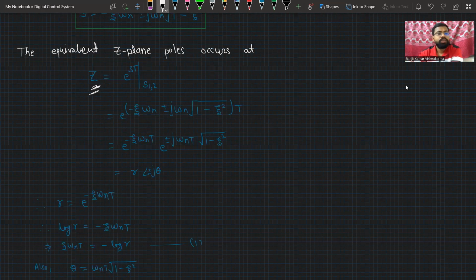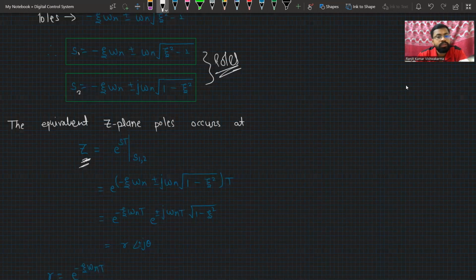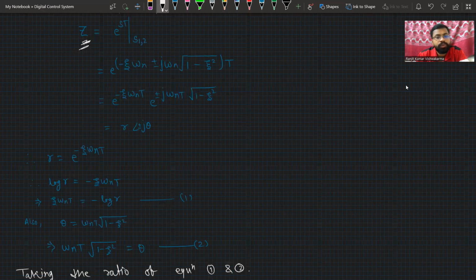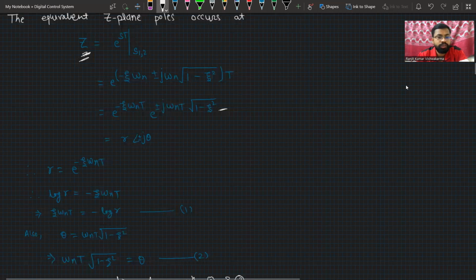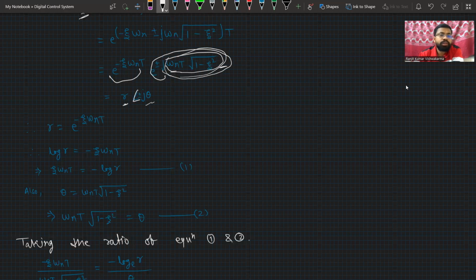Now this is the equation after substituting the values of s, that is both values s1 and s2. You will get e to the power minus zeta omega n T, e to the power plus minus j omega n T root under 1 minus zeta square. We did nothing, just substituted these two values. Now we can say this term is r, and this term is theta, because of the plus minus I have added here. This is e to the power plus minus j theta. For the angle I am taking only this part as theta, and you can write it as cos theta plus minus j sin theta. Again you will see the value of theta.